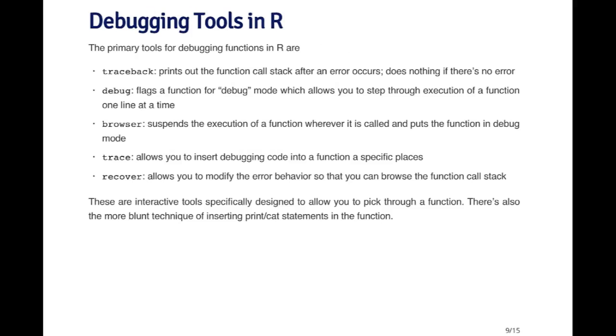So what are the tools that R comes with to help you to debug a program? There are 5 basic functions and a few associated ones that I won't talk about. But the first, most basic one is the traceback function.